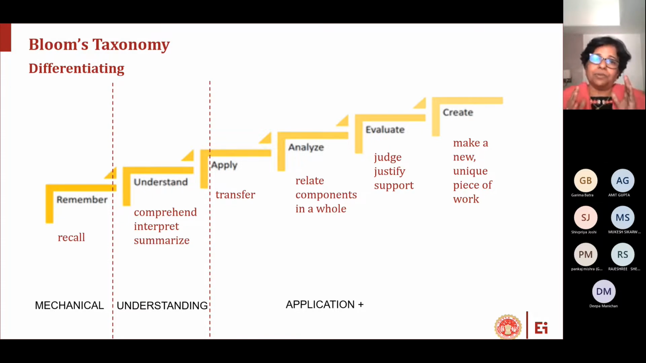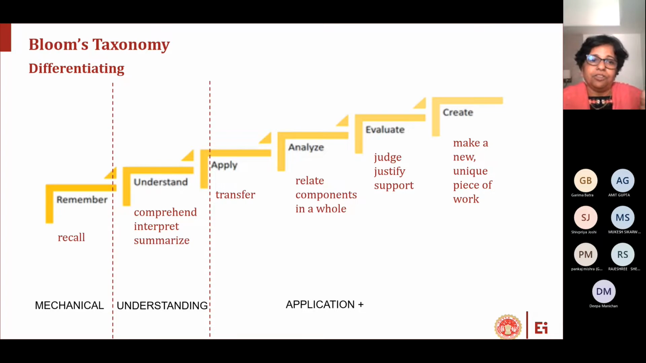So most of the time the confusion happens between understand, apply, and analysis. The more important differentiation is that remember and understand are both at a very passive level. The child is just passively receiving information and digesting it in their own terms. Whereas from apply onwards, the child starts engaging more actively with the information they are being given.